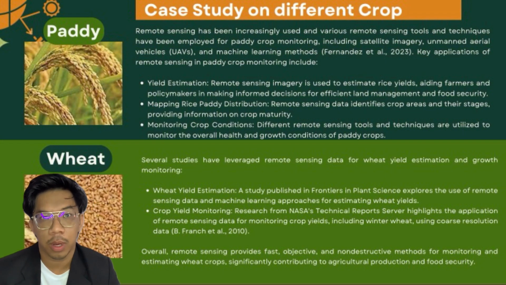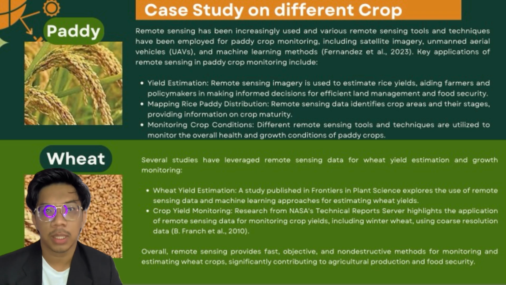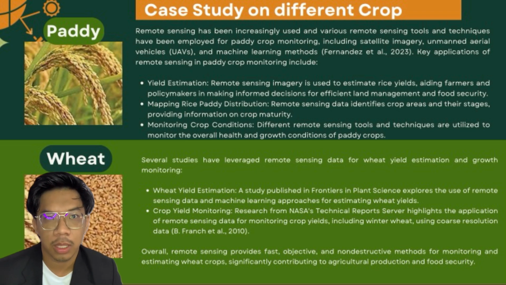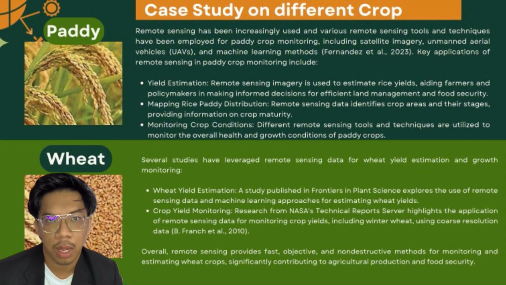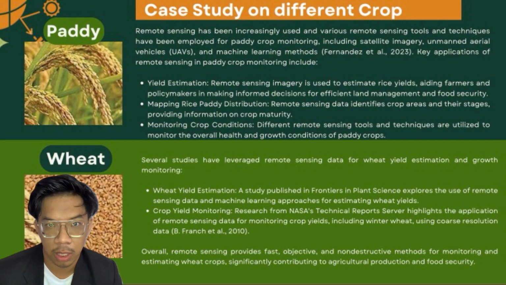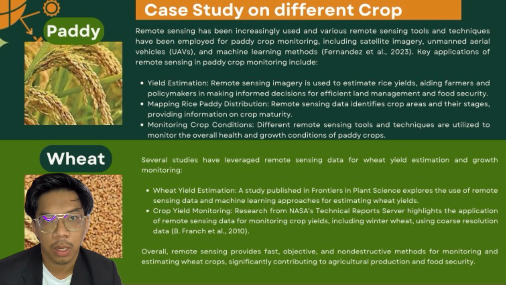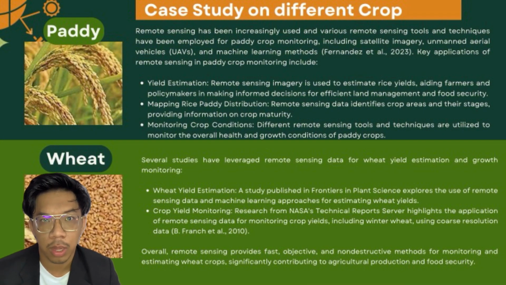Alright, next for the case study on wheat, on yield estimation, a study published in Frontiers in Plant Science explored the use of remote sensing data and a machine learning approach for estimating wheat yields. And next, for the crop yield monitoring, research from NASA used remote sensing data for monitoring crop yields, including winter wheat, using coarse resolution data.